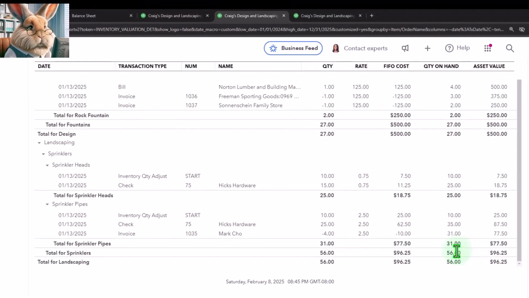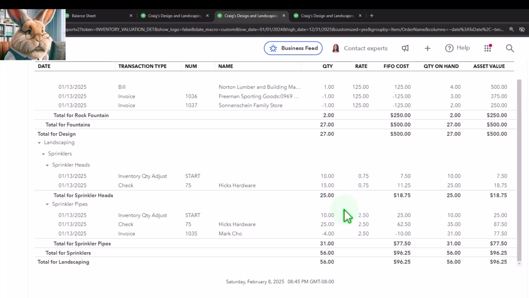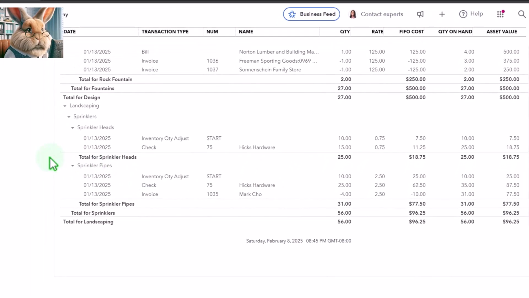So this report can give you some more detail of what is happening by inventory unit, as opposed to the general ledger report transaction detail, which gives you more information by date. So that's going to be the general idea. So make sure you check your inventory.